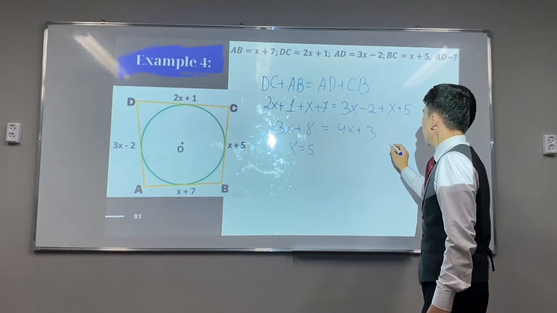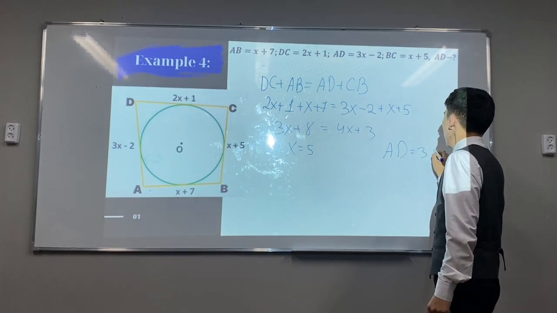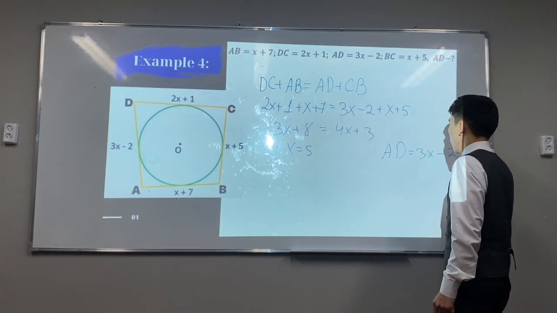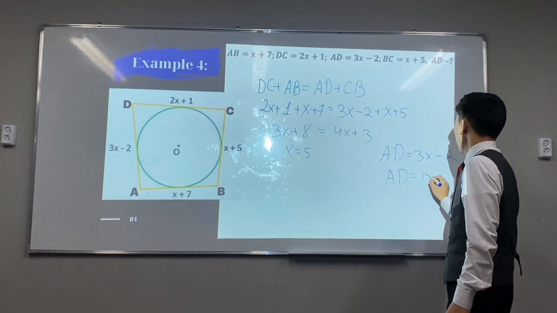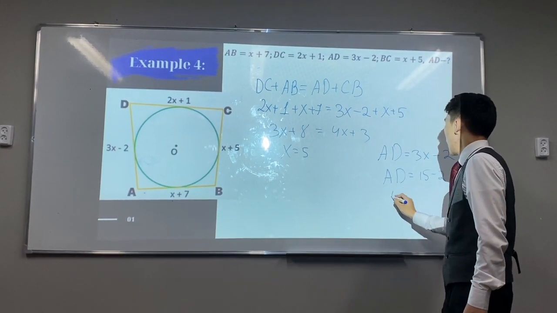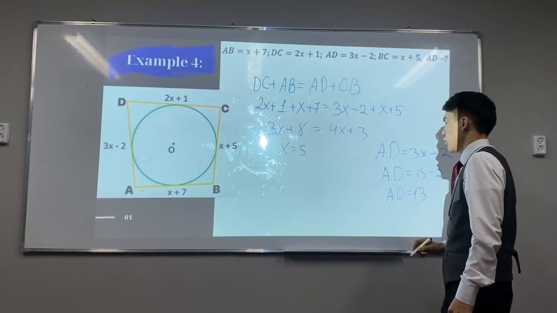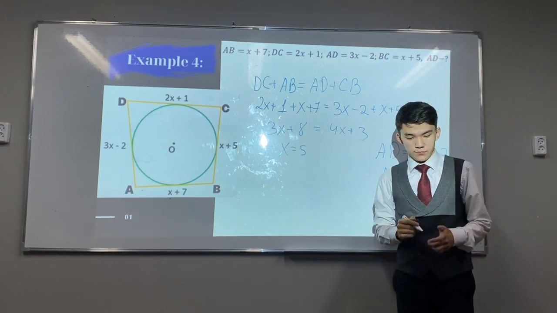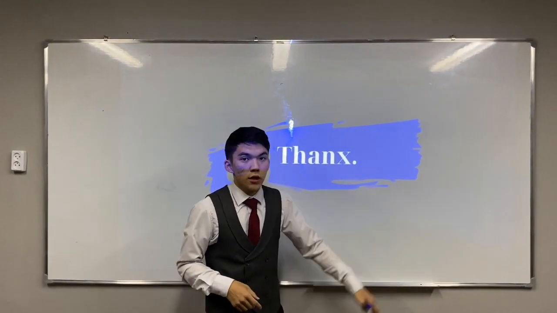We found x, and we just put it here. AD equals 3x minus 2, then AD equals 15 minus 2, so AD equals 13. That's all. Okay guys, I think this topic was clear, and goodbye.